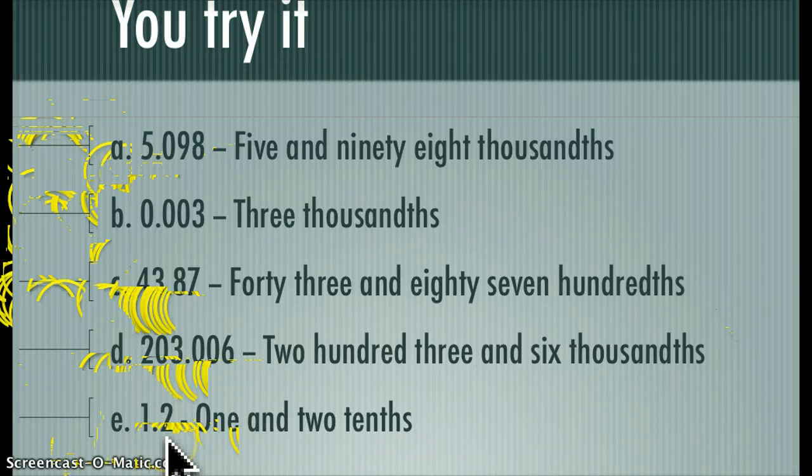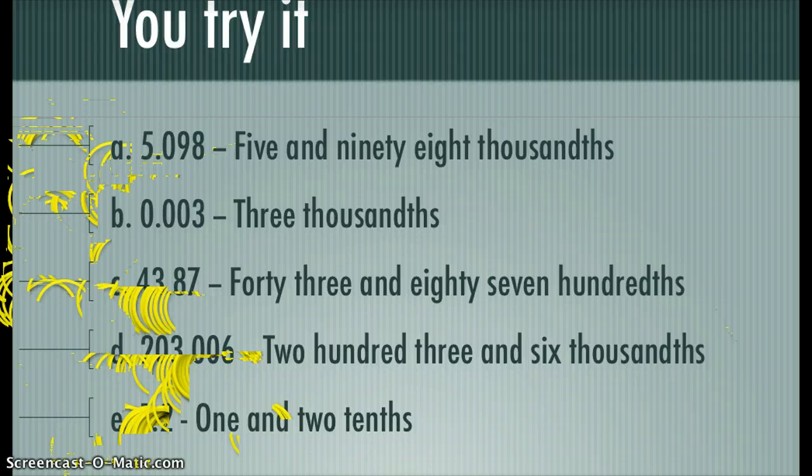Remember, we always name the decimal by the furthest place value it goes to on the right side after the decimal. That's why this is 2 tenths. That's why this is 6 thousandths. The furthest place it goes to is thousandths. It goes farther than the hundredths place, and it goes farther than the tenths place.